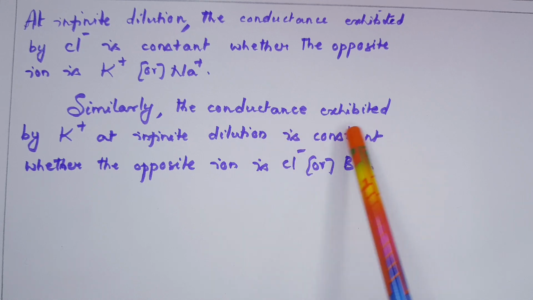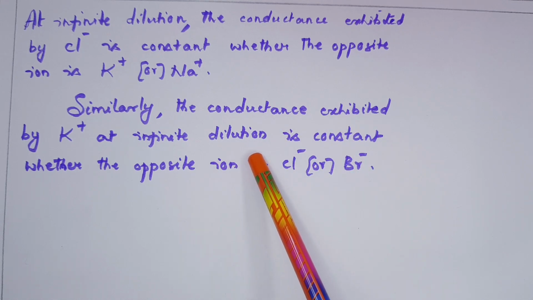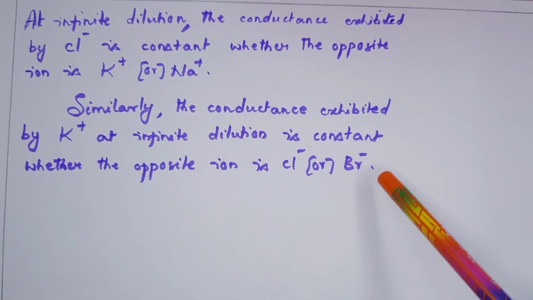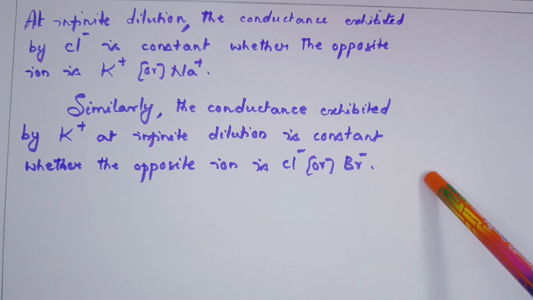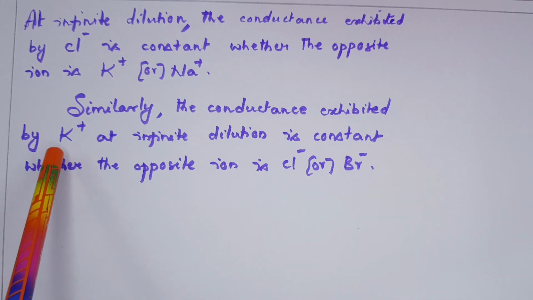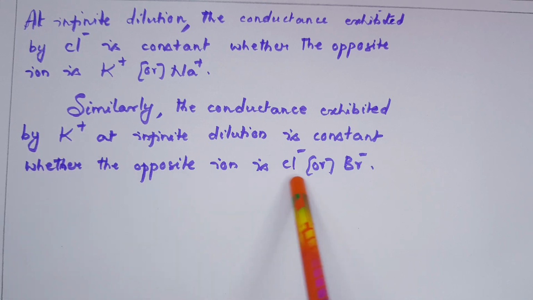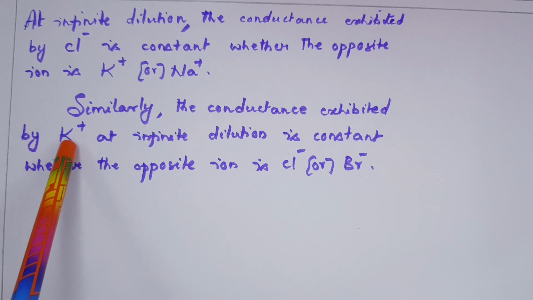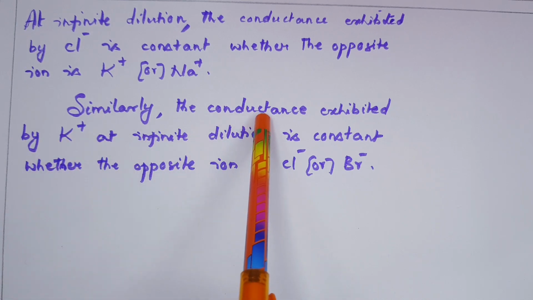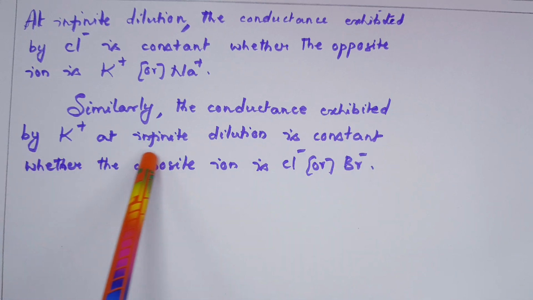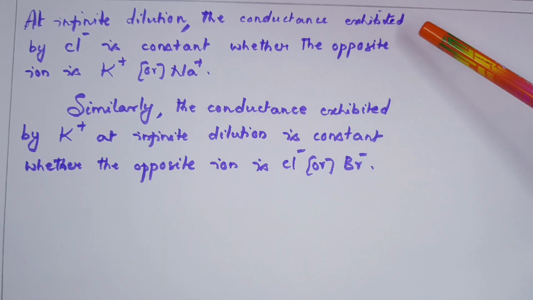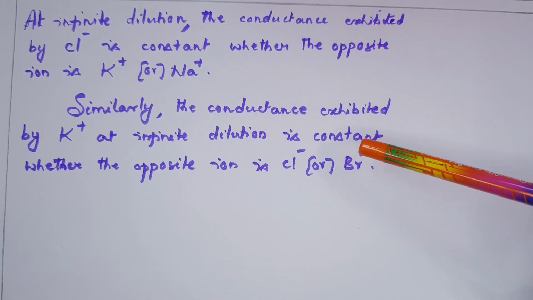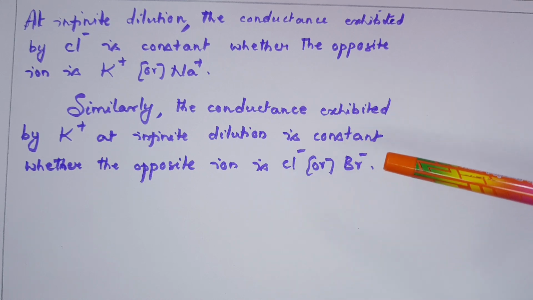Similarly, the conductance exhibited by K plus at infinite dilution will be constant whether the opposite ion is Cl minus or Br minus or whatever. Okay, students. So here it doesn't depend upon the counter ions with which it is associated. It will be depending only on its nature. So that's what we mentioned here: the conductance exhibited by K plus at infinite dilution. Here also you add, students, the conductance exhibited by Cl minus at infinite dilution will be constant whatever might be the counter ion.